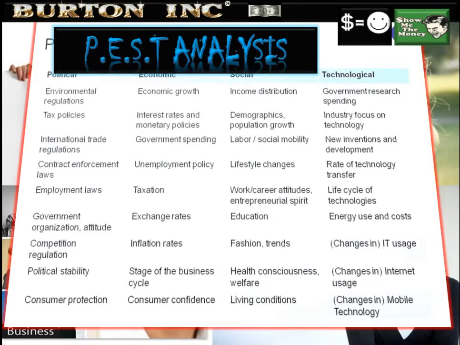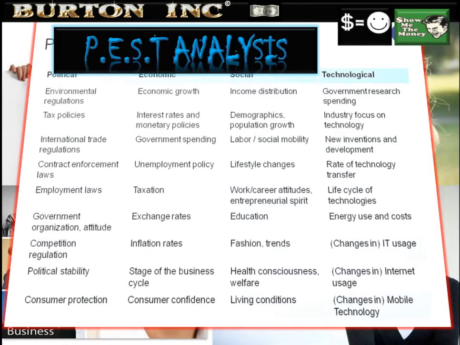Social, we're looking at income distribution. That could have something to do with tax rates. Demographics are an important one. Population growth. What's happening to our key market segments? Is the population within a market segment growing, remaining stable, or is it in decline? Lifestyle changes, education, fashion trends, all of these things have an impact on certain businesses. That will affect some businesses more than others.